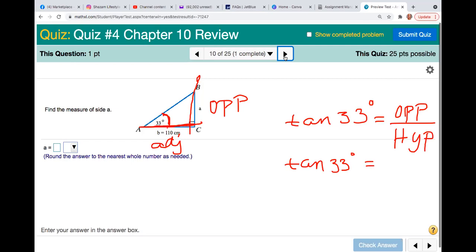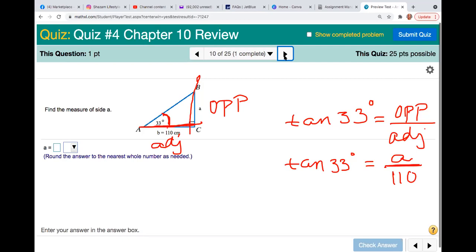So my opposite side, I don't know it, so I'm going to call it A. Sorry guys, I made an error there. Let me fix this. Opposite over adjacent, opposite over adjacent. That's supposed to be the adjacent side. So the opposite is the A, the side that I'm looking for. The adjacent side, its length is 110 centimeters.